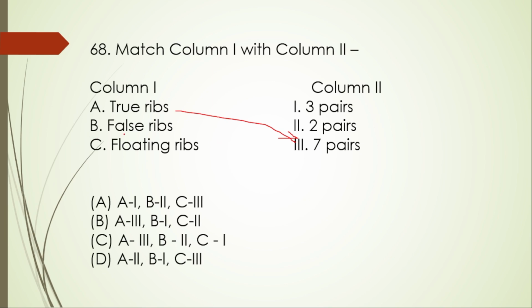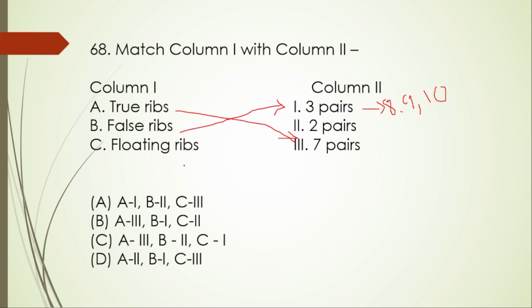Next, B. False ribs. False ribs, that is 3 pairs. 8th, 9th and then 10th pairs are false ribs. Why? Because they do not attach directly to the sternum. Instead they join the cartilage of the 7th rib, isn't it? That's what.